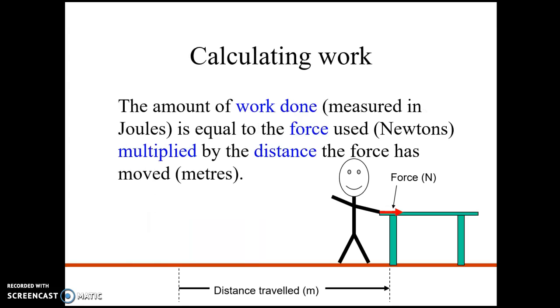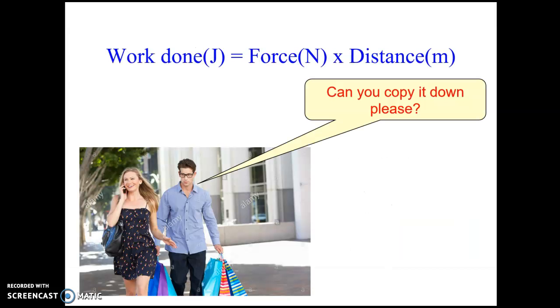So I'm using a force and I'm moving in the direction of the force. Now I can calculate the amount of work that I've done, how much energy is transformed. And all I have to do, this is the wonder of physics, is multiply the force, measured in newtons, by the distance, measured in meters. If I multiply those two numbers together, that will tell me how much energy I have transformed, or changed. So we've got another formula to learn.